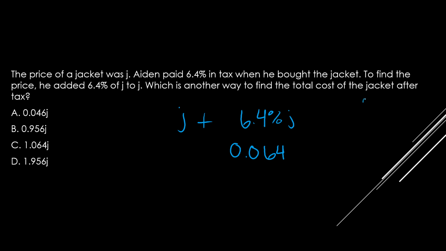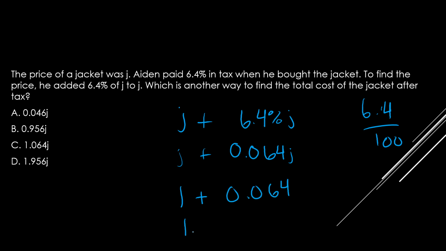If you need to, type in 6.4 divided by 100 into a calculator to double check. And then we have J. Now whenever we have just a variable, there's always an invisible 1 attached to it. So it's kind of like I have 1 plus 0.064, which gives me 1.064J.